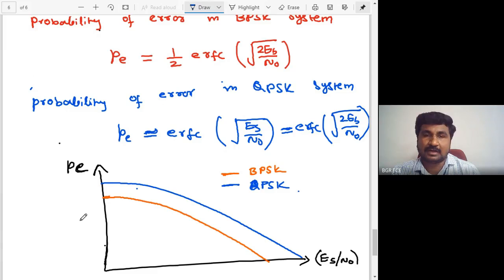So, in the case of probability of error, bit error rate, the BPSK system is outperforming or performing well when compared to the QPSK system.